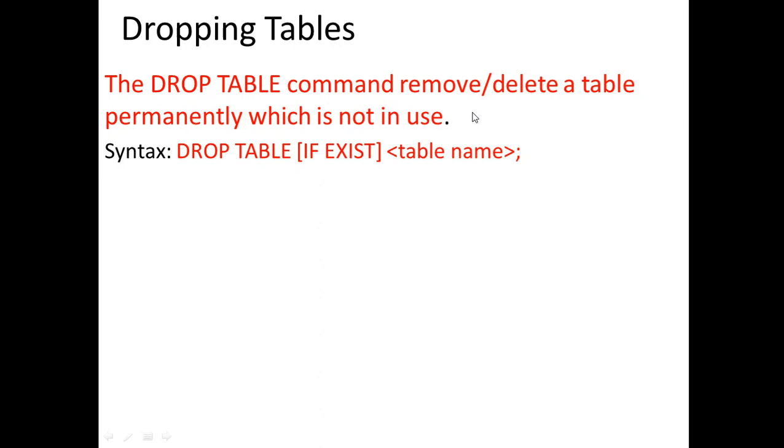Okay, so the drop table command is used to remove a table, or to delete a table permanently, and its syntax is: drop table, if exists is given under square brackets, meaning it is optional, and then the table name, and at last a semicolon. Example: if you want to delete the table employee, then you will write drop table employee.